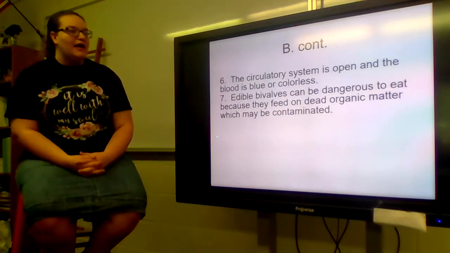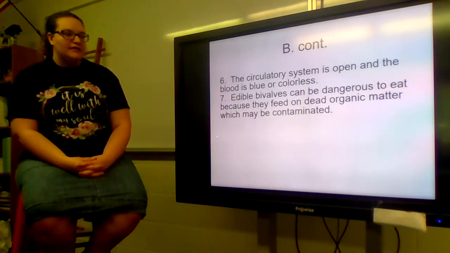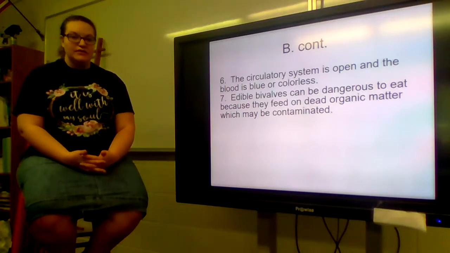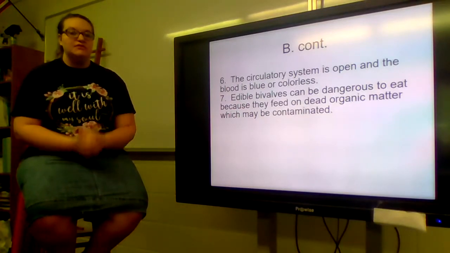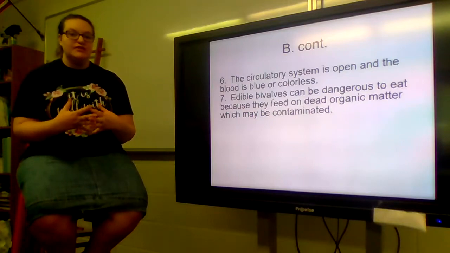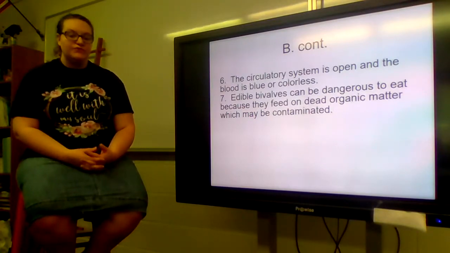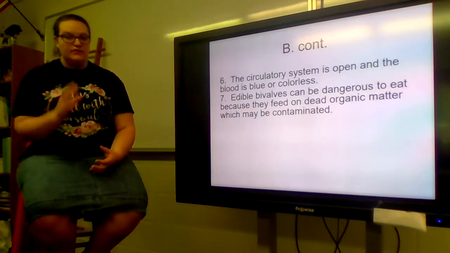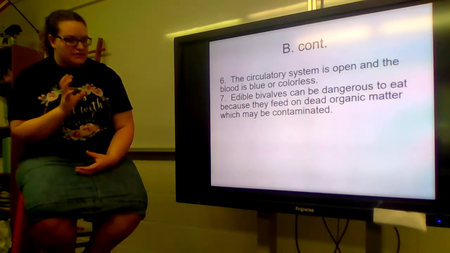The circulatory system is open and the blood is blue or colorless. So we've talked about open circulatory systems. There are no vessels to restrict that blood flow, so it flows freely throughout the organs.